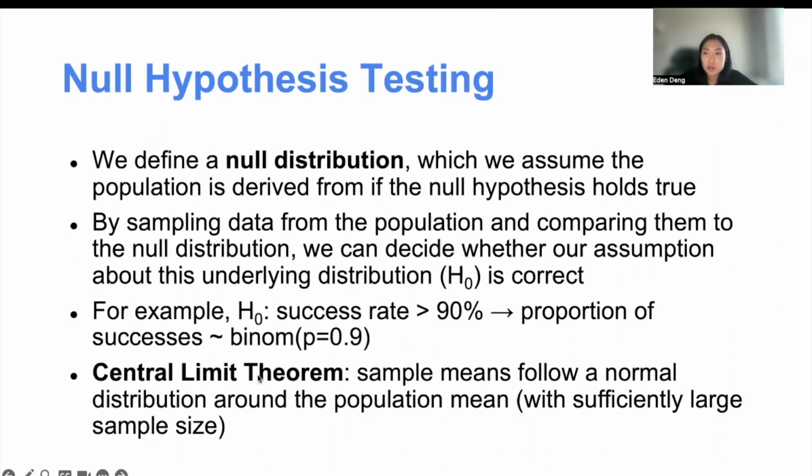So when it comes to defining the null distribution, a very foundational theorem I want to quickly mention is the central limit theorem, which essentially says that with sufficiently large sample size, the sample means will follow a normal distribution around the true population mean. So this theorem has very important implications for any statistical testing where we're taking the sample mean, because we can describe it with a normal distribution.